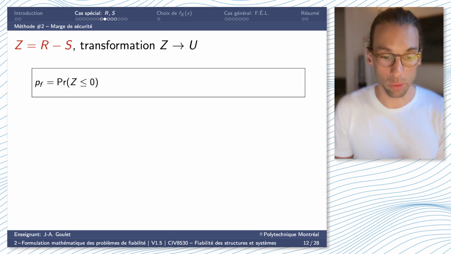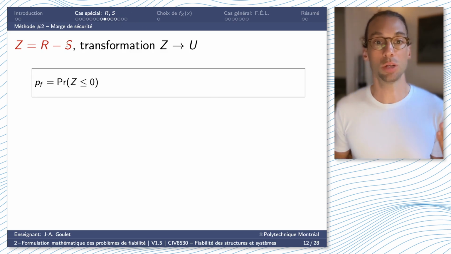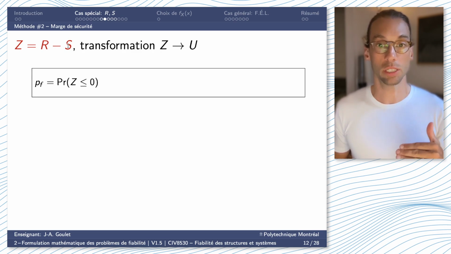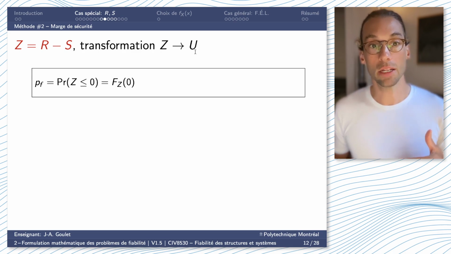So if we recap, we have a safety margin, which is equal to the resistance minus solicitation. My event that defines the failure is all the values Z that are less than or equal to 0. This defines my probability of failure, the probability that this event happens. Then we want to go to the standard normal space because we don't want to evaluate our CDF for Z equals 0.